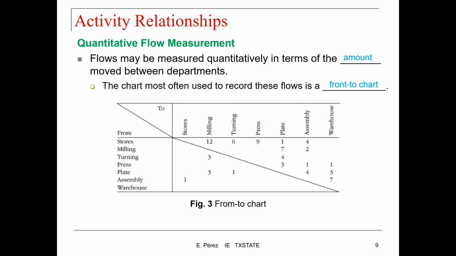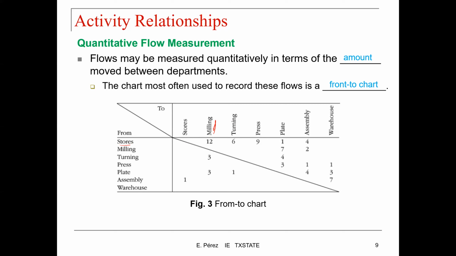So in this case, those numbers are not going to be the same, even though you are looking at the same department. If you're looking at 2 departments, let's say stores and milling, the flow from stores to milling might not be the same as the flow from milling to stores. So in this particular from-to chart, we take into account the origin and the destination in order to quantify the flow. So that's what we have here.